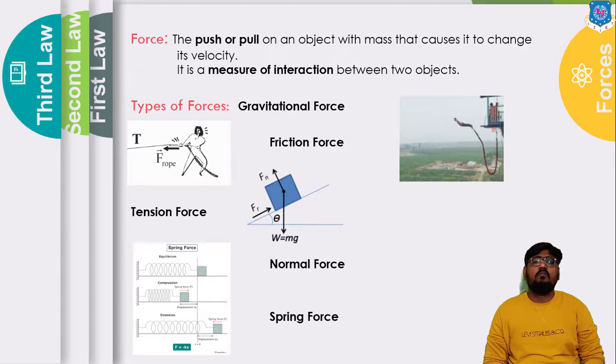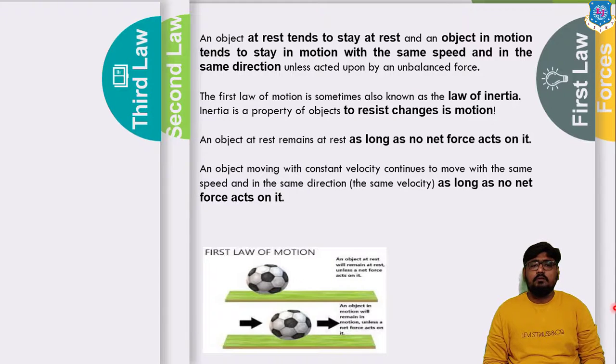Now let us move on to the first law of motion. It is regarding the object and inertia. An object at rest tends to stay at rest, and an object in motion tends to stay in motion with the same speed and in the same direction unless and until an external force acts on it, unless it is acted upon by an unbalanced force.